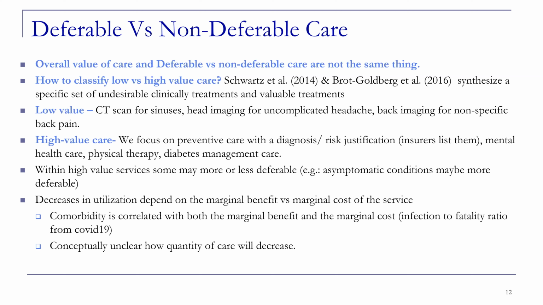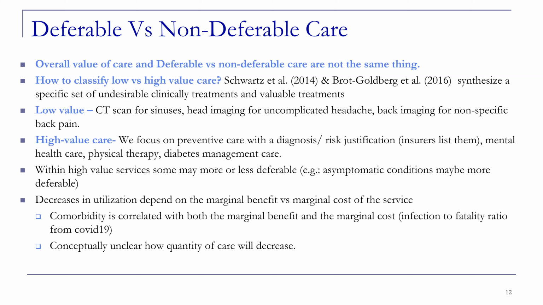And then high value care, I create some groups. One group I create is preventative care, but not any preventative care, only with a diagnosis or a justification. So mammograms for women above a certain age, lung cancer screening for men with a history of smoking, which I can identify in the electronic medical records, cholesterol screening for men and women who have a BMI above 30. So I create these cohorts and then I examine them.